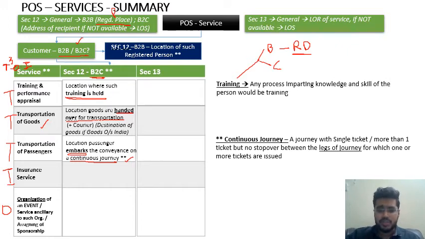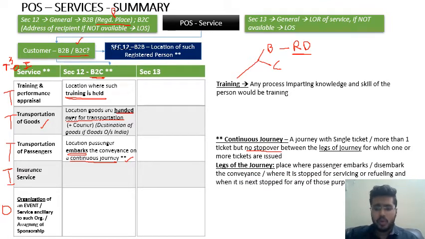However, we have to understand what is this continuous journey, my friends. It is a journey with a single ticket or more than one ticket, but no stopover between legs of journey for which one or more tickets are issued. So what is a legs of journey? A place where the passenger embarks or disembarks the conveyance, or where it is stopped for servicing or refueling, and when it is next stopped for any of these purposes. So legs of the journey is where a flight starts and it stops either for passengers to get down or for refueling or something. In between any of these, there should not be a stopover.